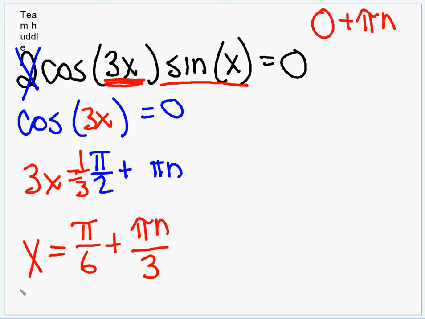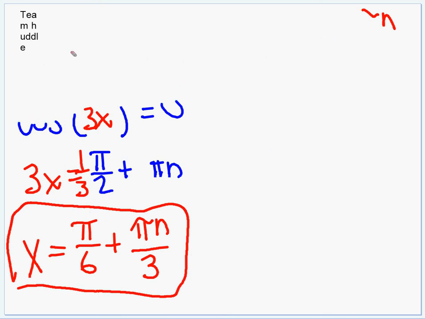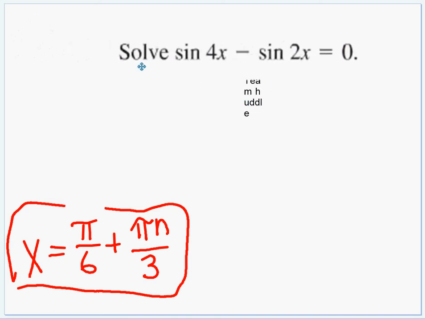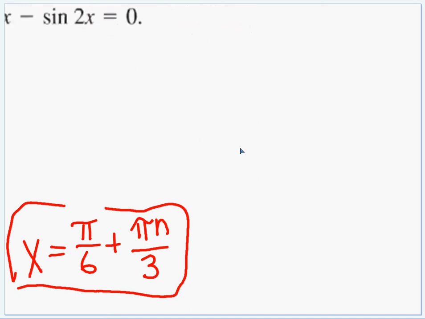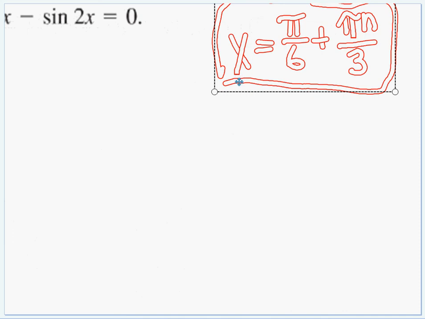Now, if you stopped there, that's absolutely fine. This is a correct answer. This problem does have infinitely many solutions. And they did tell us to just solve this equal to 0. They did not restrict us to 0 to 2 pi. But let's see what our answers would look like if they did ask us how many of these are on the unit circle.